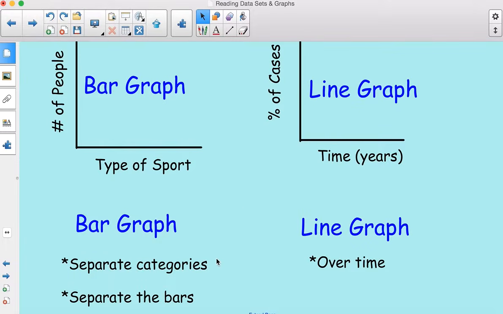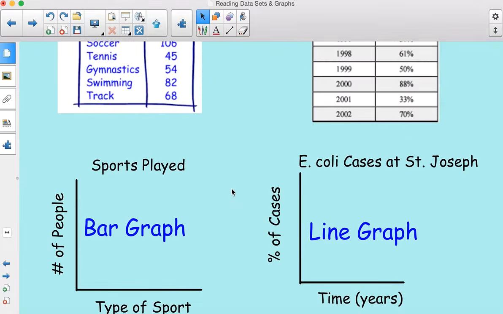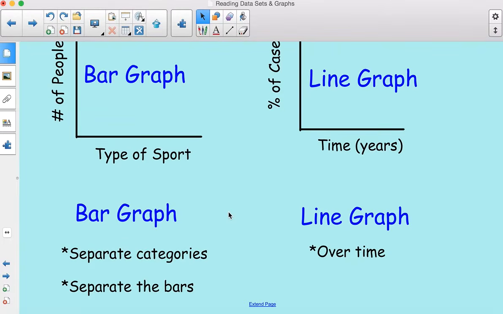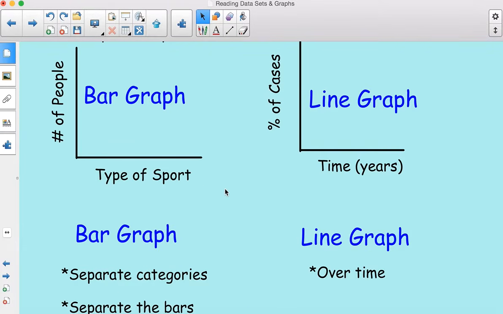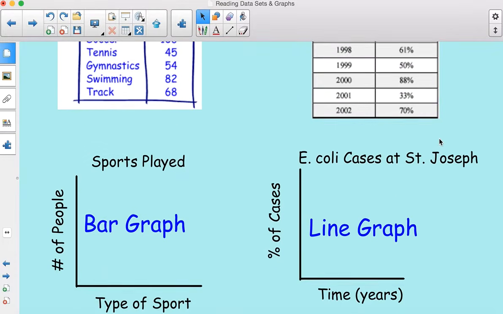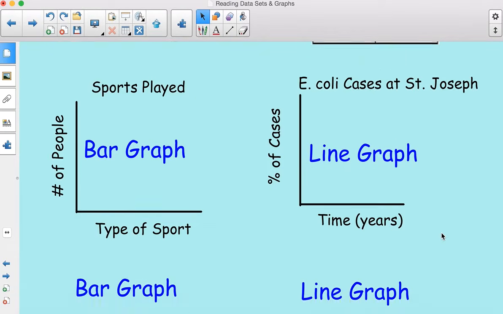A bar graph is going to be something where you have separate categories. A separate category would be soccer and tennis. There's no reason to connect those two. Those are individual categories that can stand on their own. Remember, in a bar graph, to separate the bars. I'll talk about that on the next slide. A line graph is your most common one that you see over time. Because this one was being represented in years over time, a line graph would be the appropriate graph for that table.